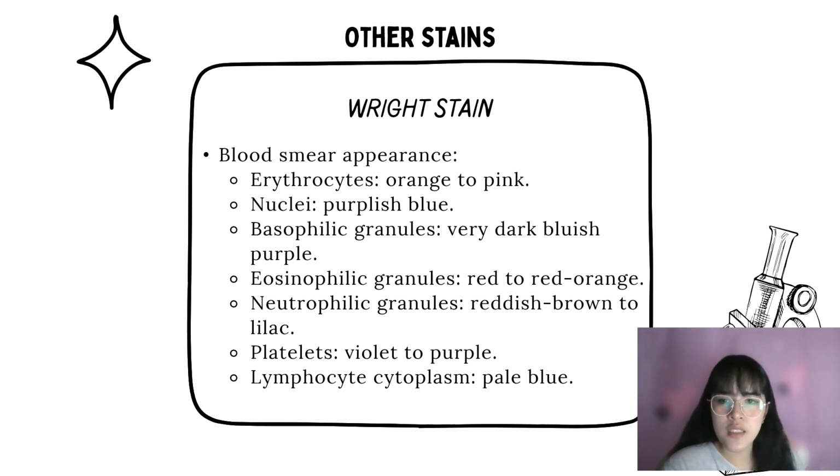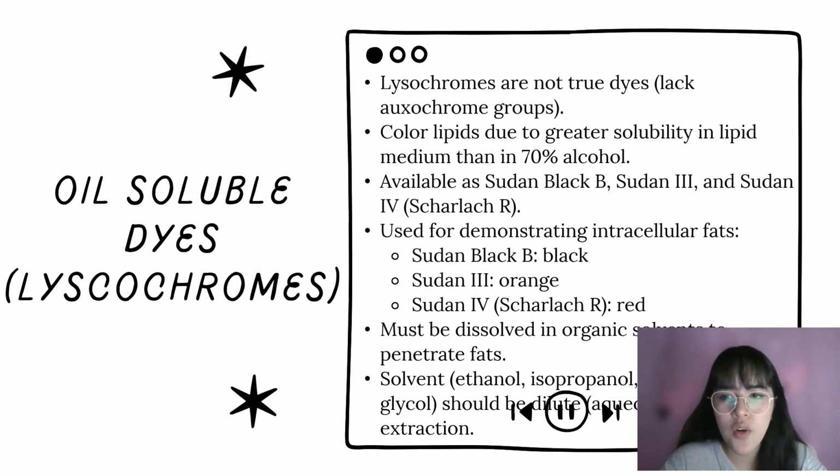In a stained blood smear, erythrocytes bind eosin and appear orange to pink, nuclei purplish blue, basophilic granules very dark bluish purple, eosinophilic granules red to red-orange, neutrophilic granules reddish brown to lilac, platelets violet to purple, and lymphocyte cytoplasm stains pale blue. Then we have oil soluble dyes or lysochromes.